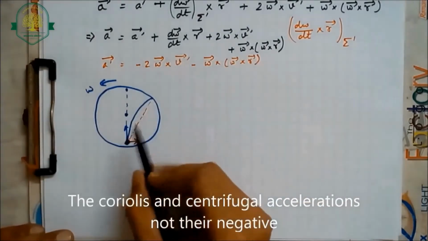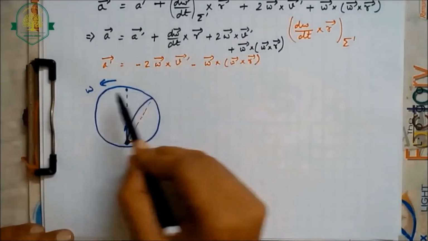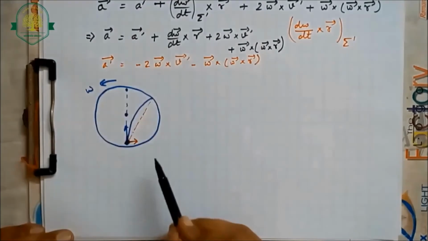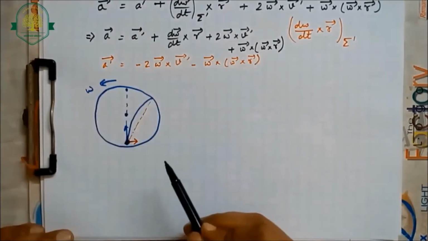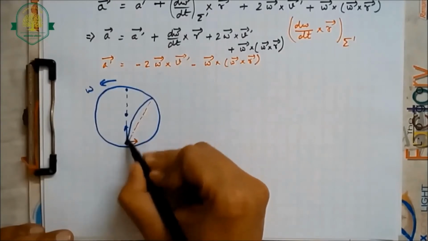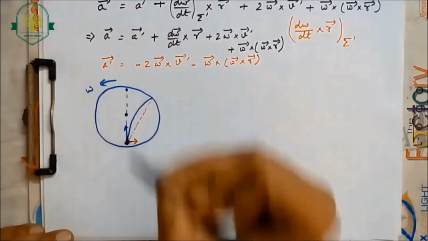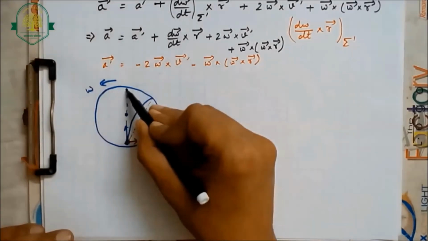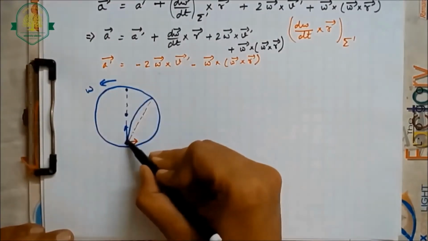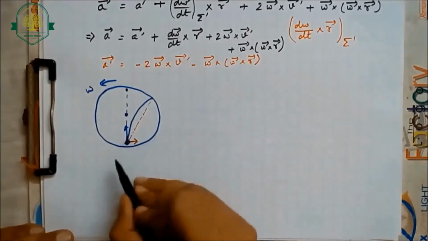So let us consider one specific example in which a turntable or a merry-go-round is going in this direction, in the anticlockwise direction with angular velocity omega, and if a person tries to throw a ball or some other object to another person who is sitting diametrically opposite to him, this person will see that the ball moves in a curved path like so. Let us try to explain that.